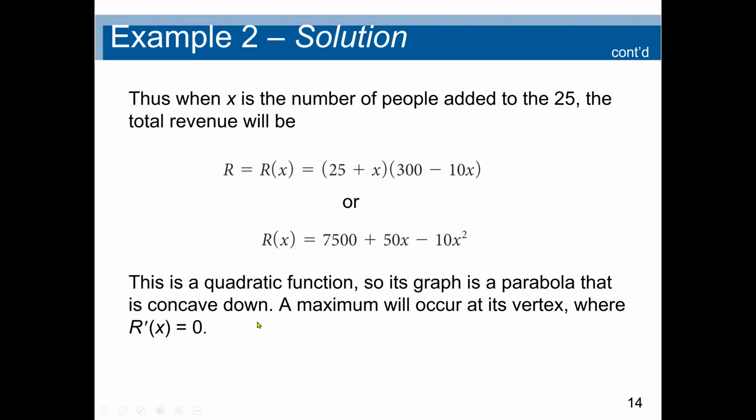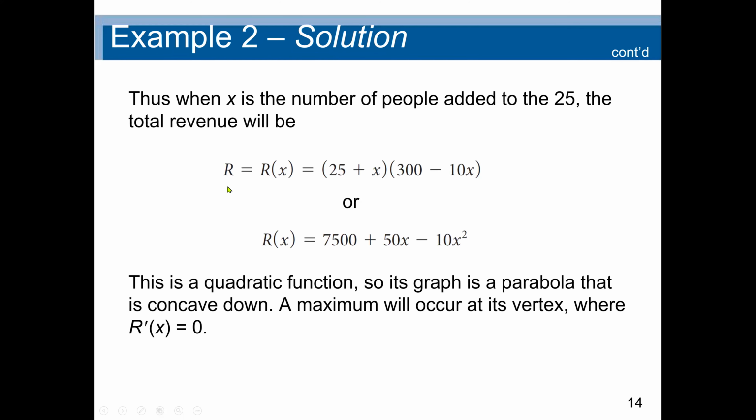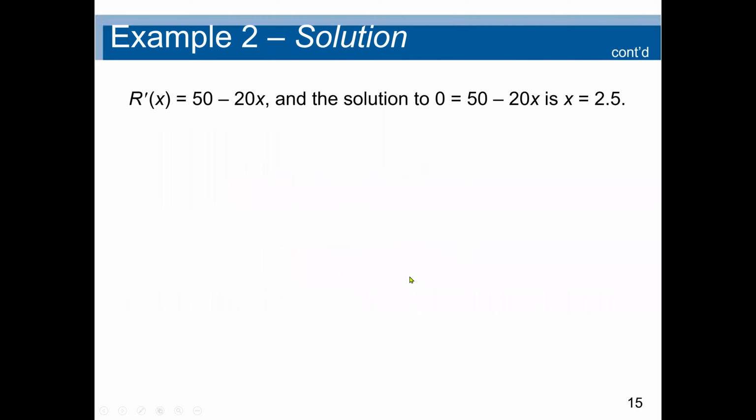So yeah, we say the critical value. So we have to find the derivative, the marginal revenue. Then the answer we get, we equate it to 0. So the marginal revenue, the derivative will be 50 minus 20x. Why? Because derivative of a constant value is 0. So 7,500 will be 0. Derivative of 50x will be 50. Derivative of minus 10x squared will be minus 20x. So we get minus 20x plus 50, or 50 minus 20x.